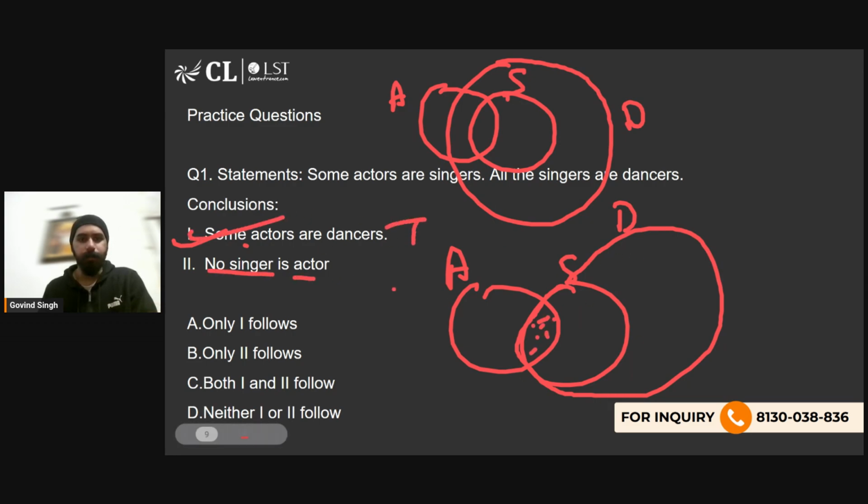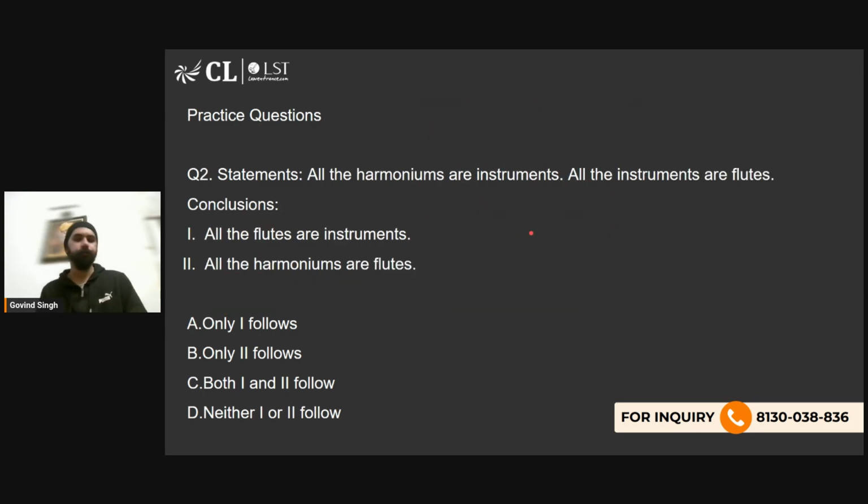No singer is an actor? No, look, this is an overlap. Some singers are actors, some actors are singers, so some singers are actors, so this would be a false conclusion, which means only the first conclusion follows, and that is why the first option becomes the correct answer. I hope that makes sense. Let's move to the next question.